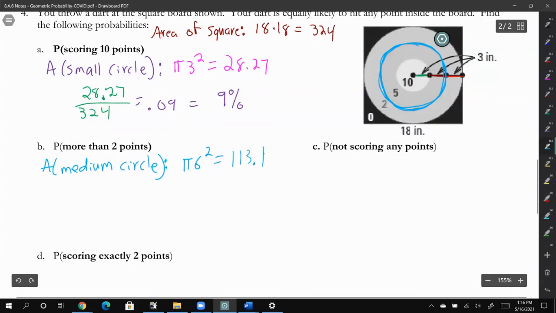So I get 113.1 to land inside either the 5 or the 10-point area on my dartboard. So the probability is going to be 113.1 over 324. And we get 0.35 or 35%.